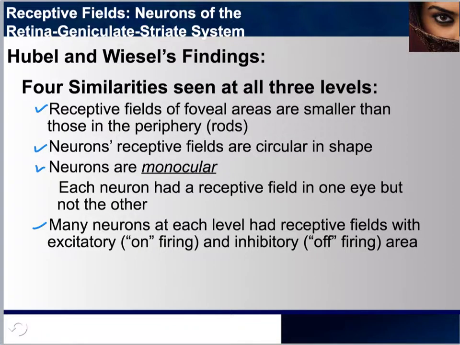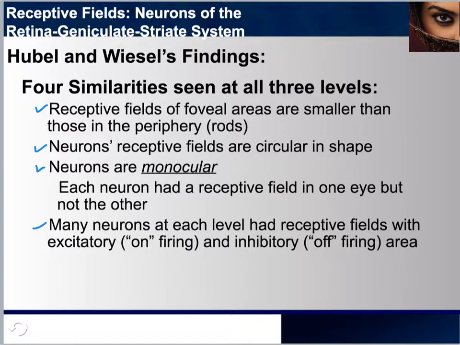When Hubel and Wiesel shone a spot of achromatic, meaning uncolored light, onto various parts of the receptive field of a neuron in the retina, geniculate, and striate pathway, they discovered two different responses. The neuron responded with either on firing or off firing, depending on the location of the spot of light in the receptive field. That is, the neuron either displayed a burst of firing when the light was turned on, that's what we call on firing, or displayed an inhibition of firing when the light was turned on and a burst of firing when the light was turned off.